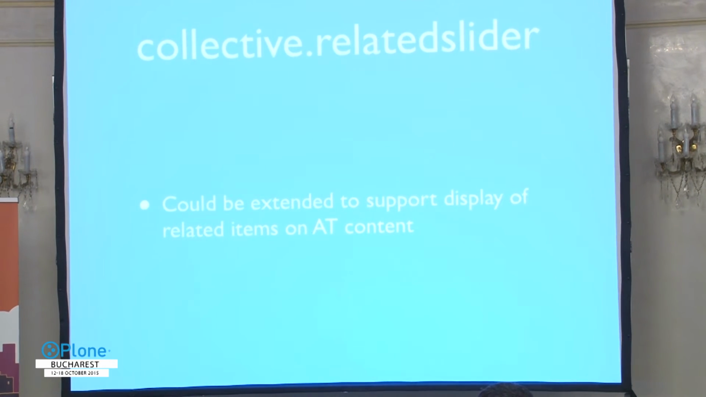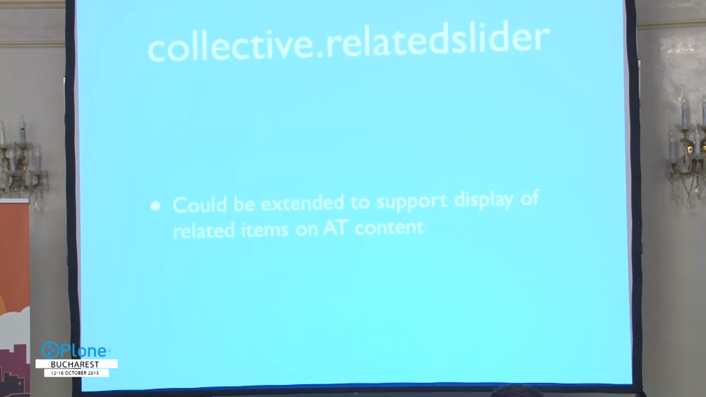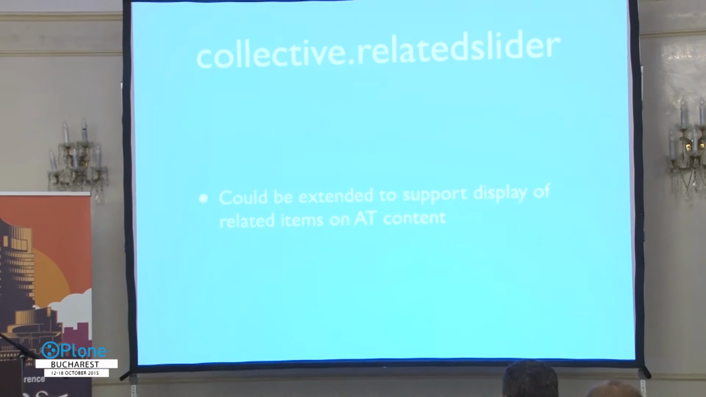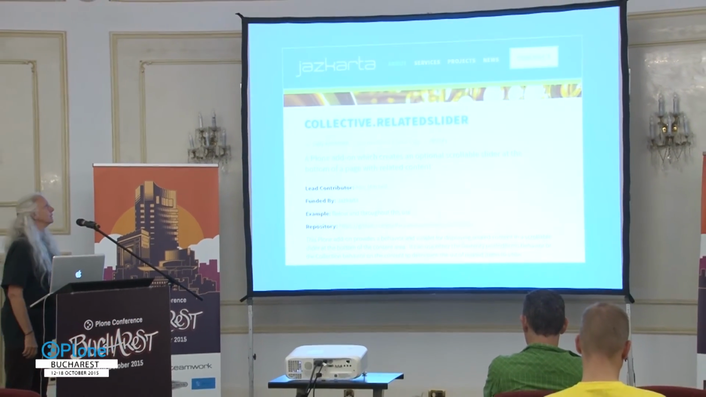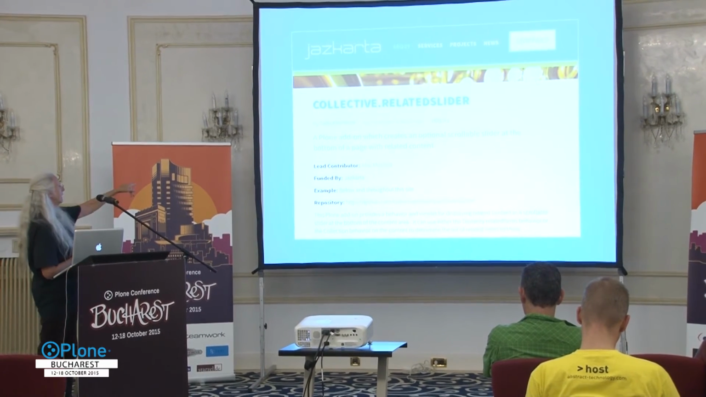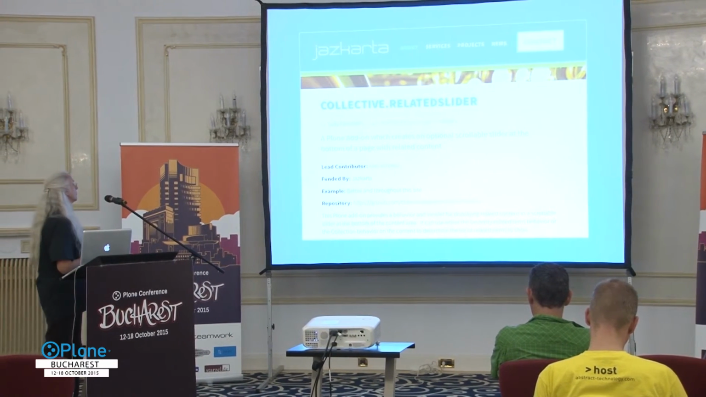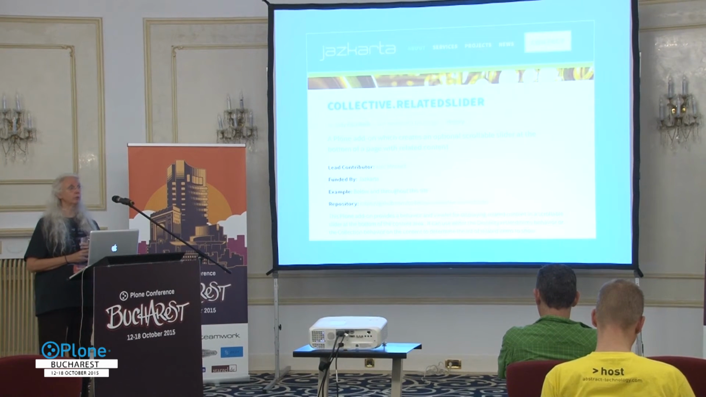Currently, as I said, it works with dexterity types, but Alec Mitchell was the main lead developer. He assured us it could be extended to support display of related items on archetypes content, so if someone is interested in that, that's certainly something that could be done. And then just the basics about it. This is a page from our site. Alec Mitchell was the lead developer on this one, and the repository is in the GitHub Collective, so that's where you can find it.